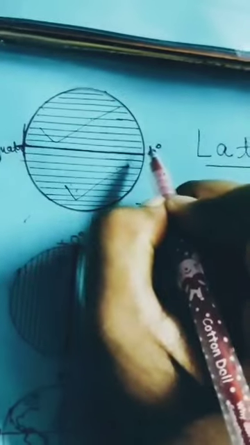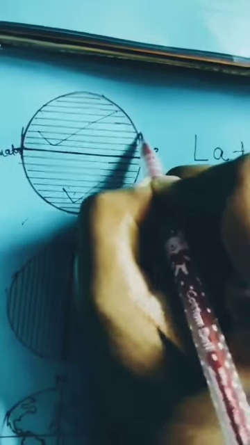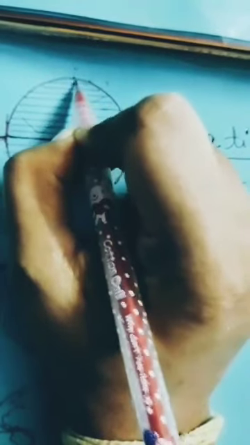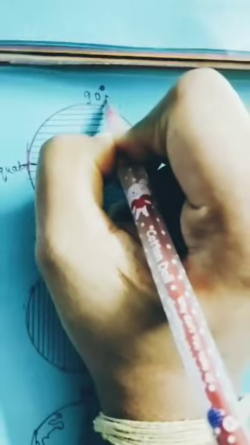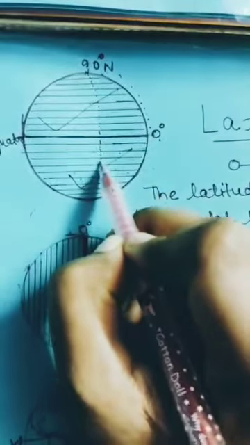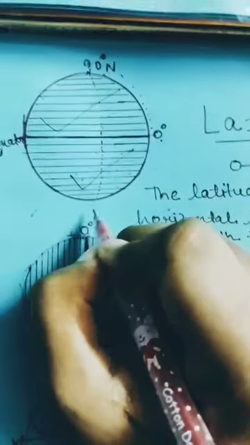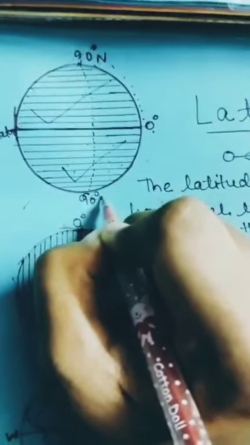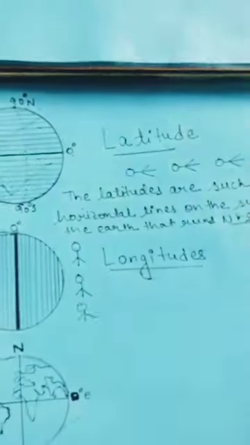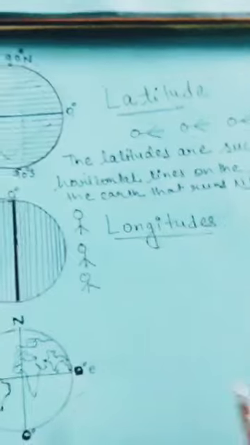Because the numbers are increasing from 1, 2, 3, 4 like that, it goes on up to the poles. Latitudinal values means 1 degree, 2 degree, 3 degree, 4 degree, 5 degree and so on. It goes up to 90 degree north. Clear? And here also the values increase 1 degree, 2 degree, 3 degree and so on. It goes up to 90 degree south. Clear? Right? So we got the definition of latitude. Now we will see the longitudes.